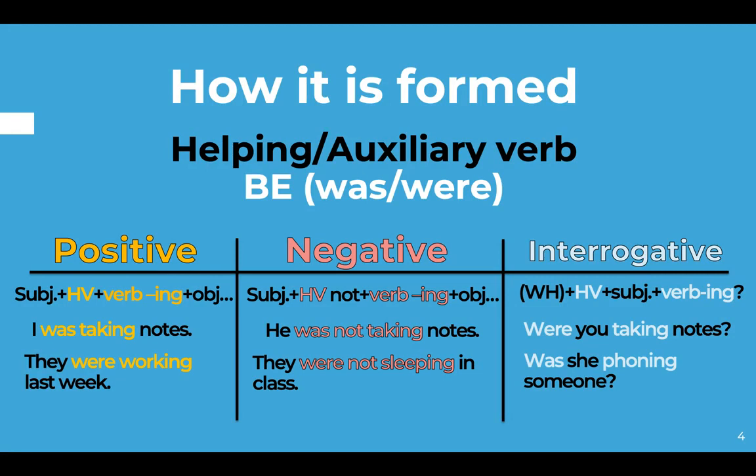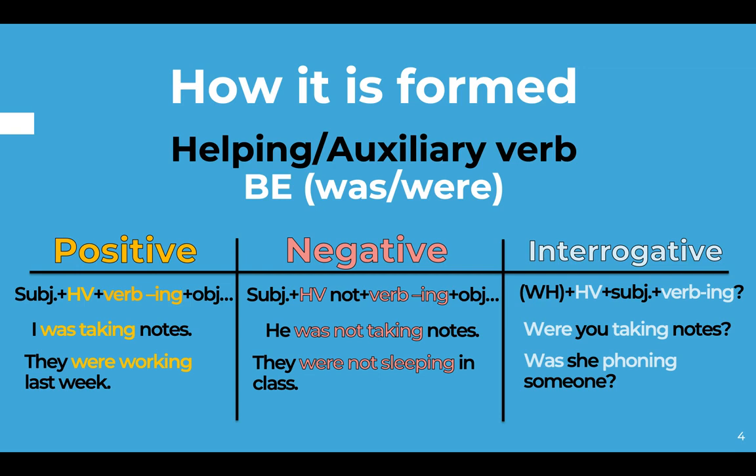So how is it formed? First of all, as I told you before, we need a helping verb here, and we need it in every tense. So the auxiliary verb or helping verb in this case is be, but in the past. So is the past of the verb to be, and is was or were. So I was, you were, he, she, it was, we were, they were. Very good.